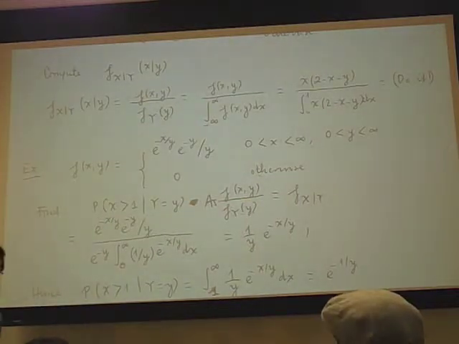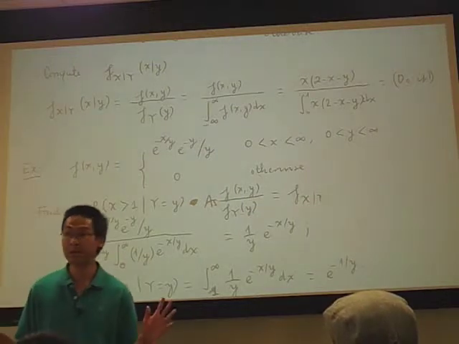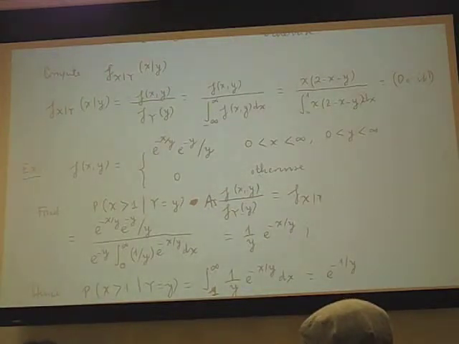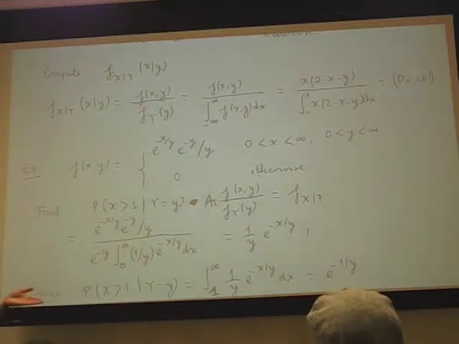Does that make sense? Think about it for a minute. I know that this one is a little bit tricky, so let's take time to absorb it. I want to compute the probability of x bigger than 1, given the condition that y is being held constant, y equal to 1. Right? Is that clear?